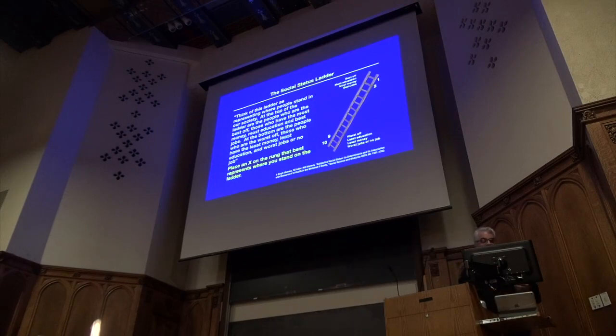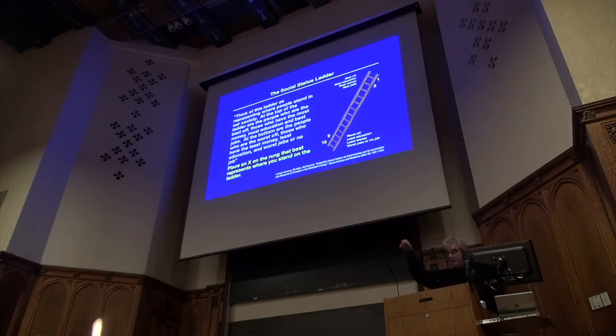At the top of the ladder are the people who are the best off, those who have the most money, most education, and best jobs. At the bottom are the people who are the worst off, those who have the least money, least education, and worst jobs or no job. Place an X on the rung that best represents where you stand on the ladder.